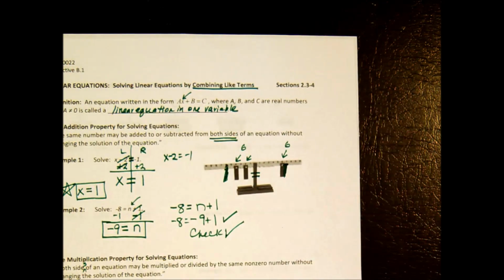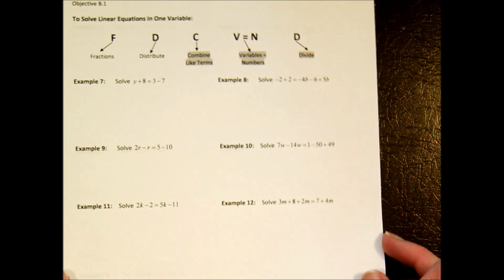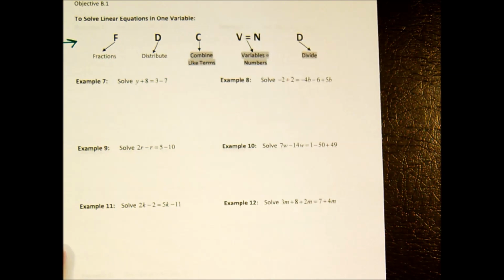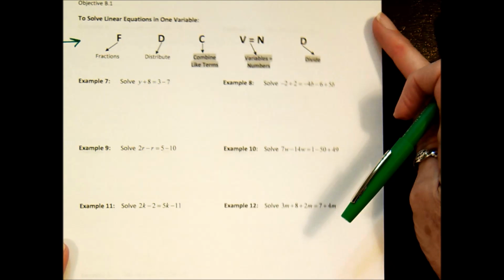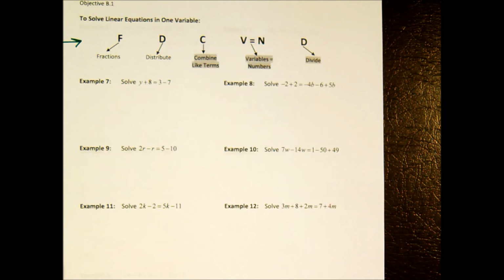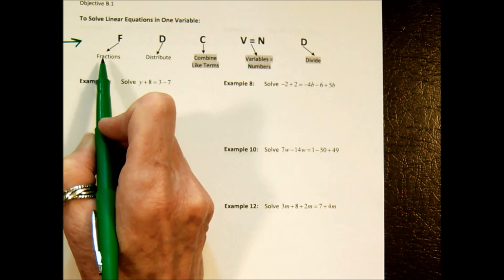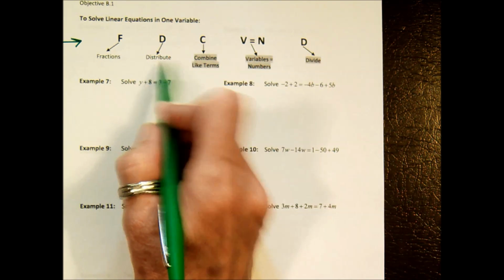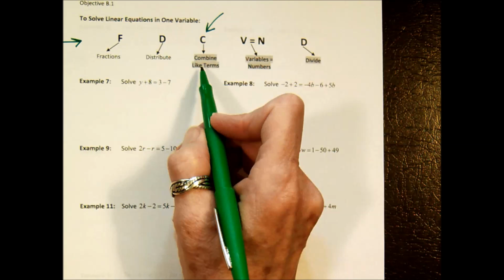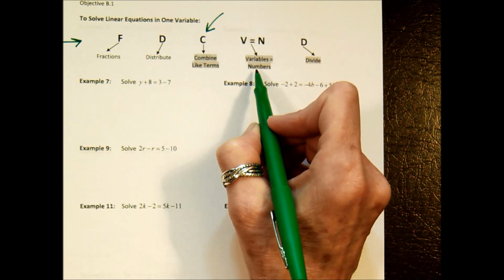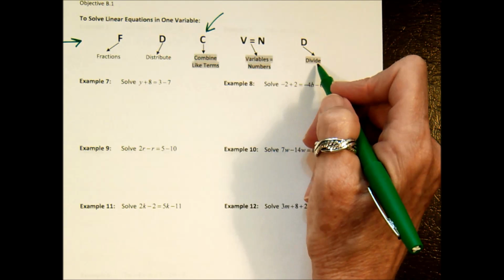Let's try some more, and you're going to see on this back side a little summary statement of the steps that you take when you solve a linear equation in one variable. Now, some of these we're not ready to do yet. It says, first off, you would get rid of fractions. Well, we're not going to have any. Then you distribute. We're not doing that yet, but we're starting right here. We're going to combine like terms. Then we're going to get variables equal to numbers, which is what we were just doing on the front. And then finally, we're going to divide at the end.